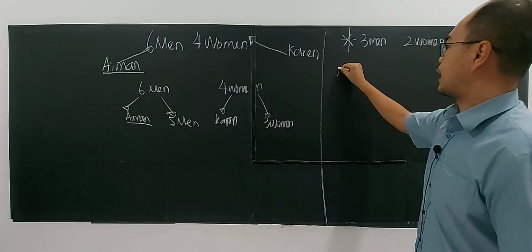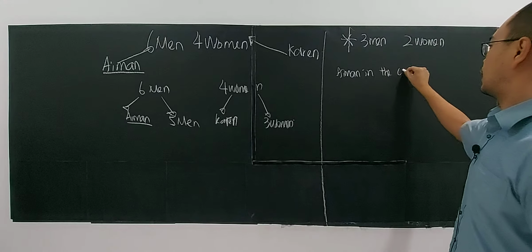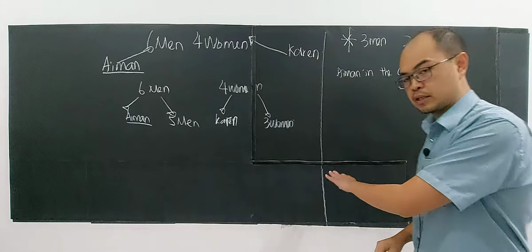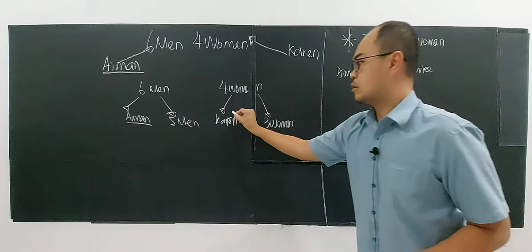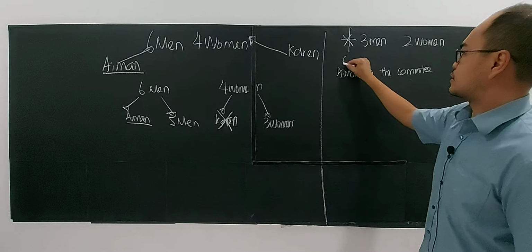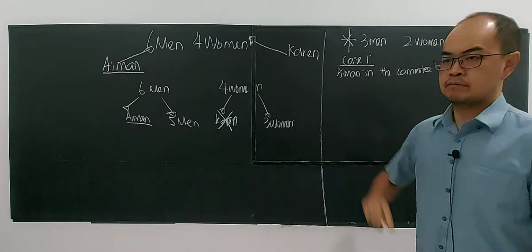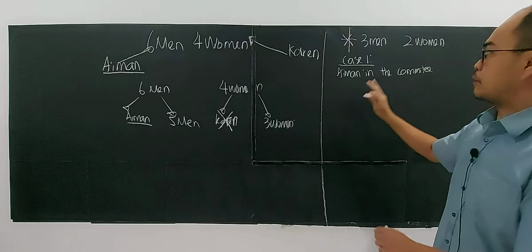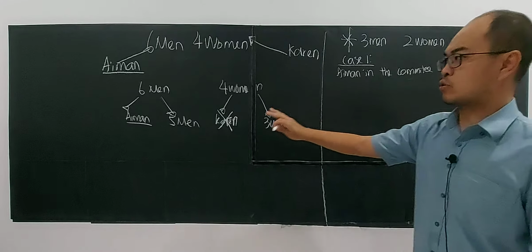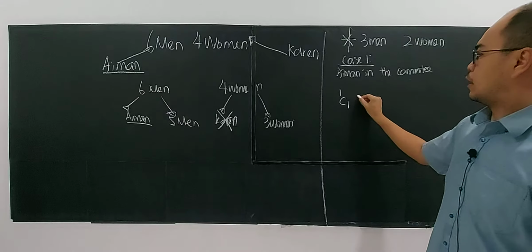Aiman is in the committee. If Aiman must be in the committee, then Karen definitely will not be in the committee. That's the meaning here. So the first case, case 1: if Aiman is in, Karen is not in. So how to calculate? They must have 3 men and 2 women. Aiman is already in, so I can say Aiman is one particular man.